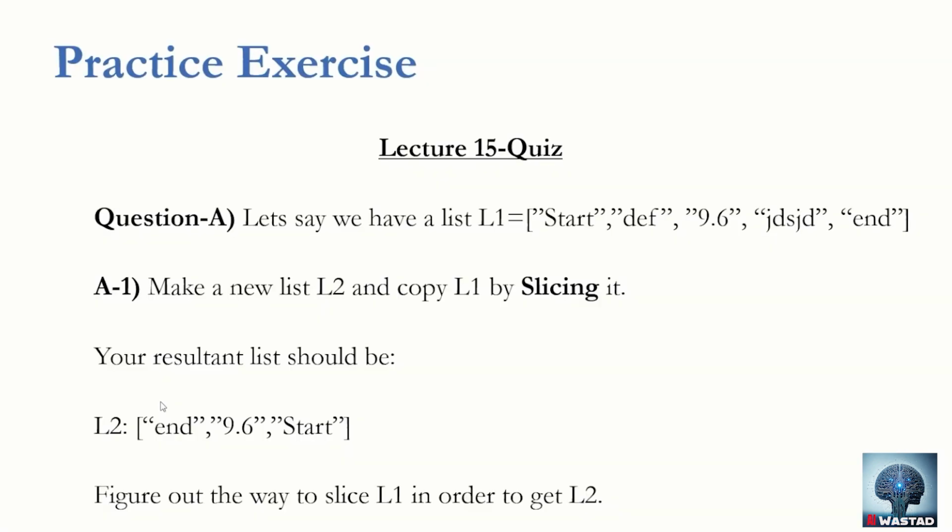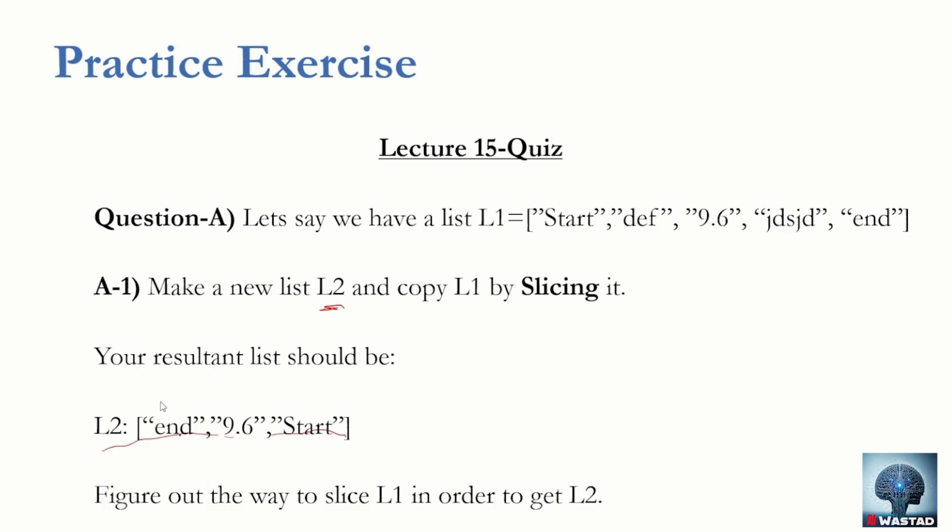So by now, I'm sure you're all aware of the concept of slicing. So let's practice it. Let's say we have a list. This is our list. It contains 1, 2, 3, 4, 5 elements, right? Our task is to make a new list, L2, and copy L1 by slicing it and store it in L2. So what should be our resultant list? This should be our resultant list.